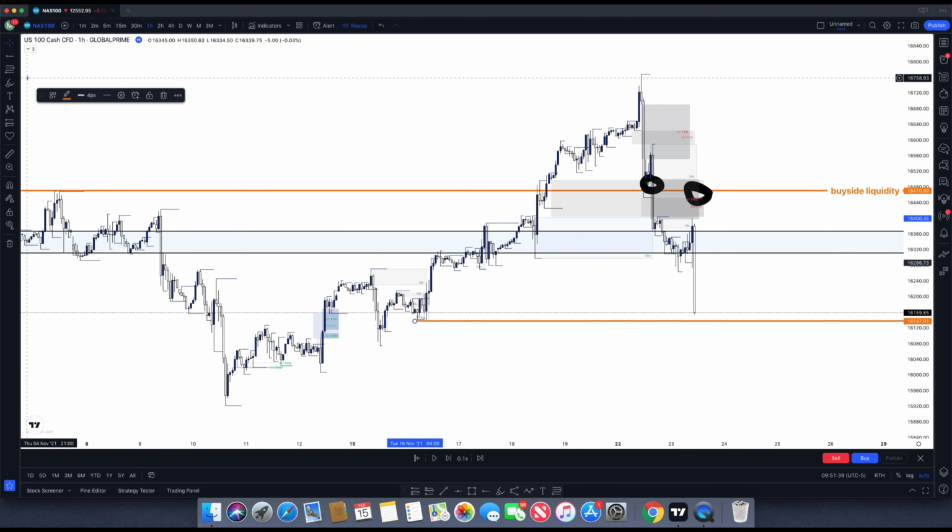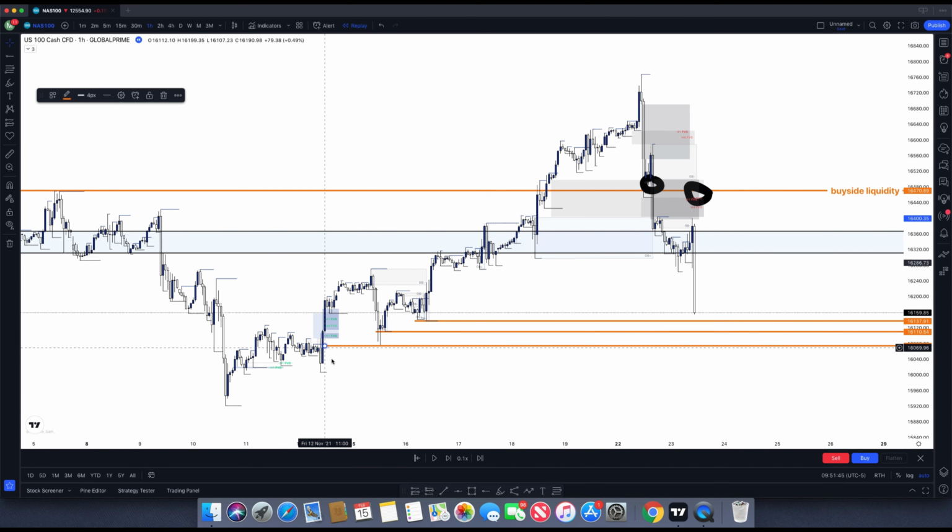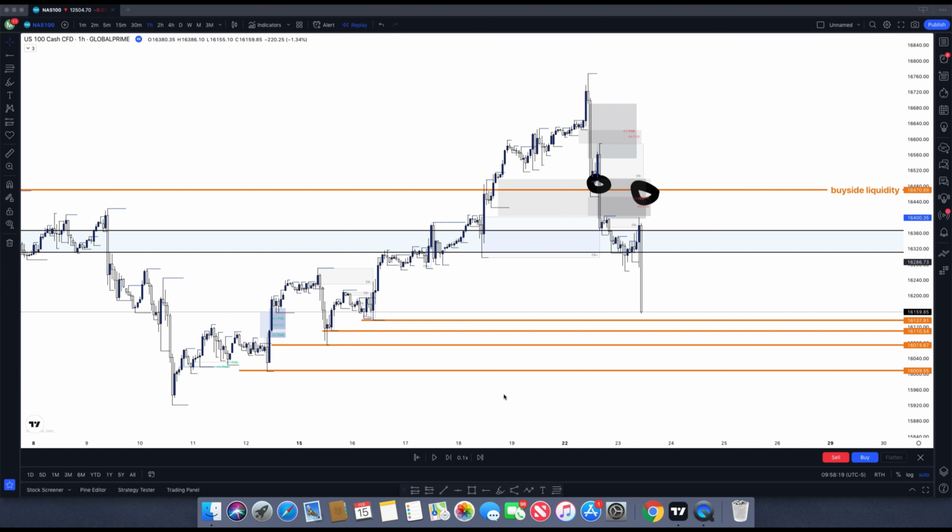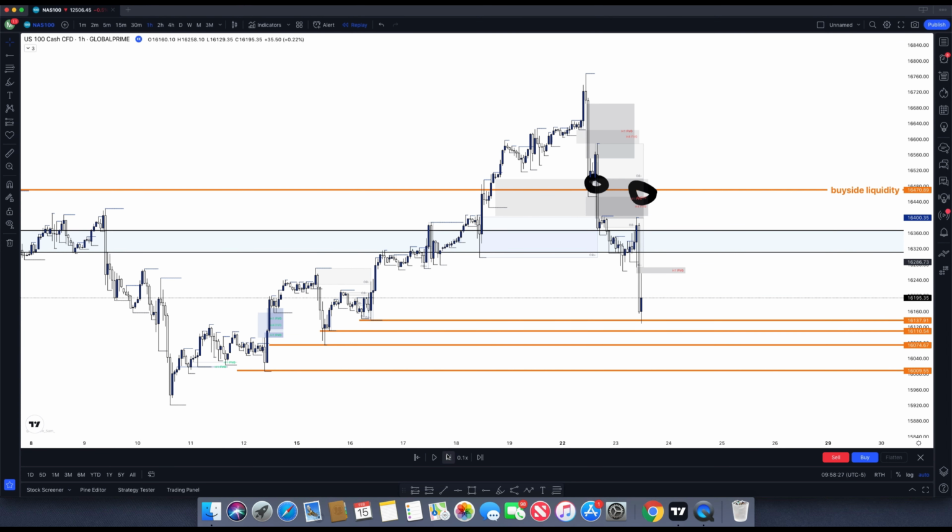This first target, second target, third target, just targets all the way back down towards sell-side liquidity. So let's see. It could be a demand zone here, but we'll see.